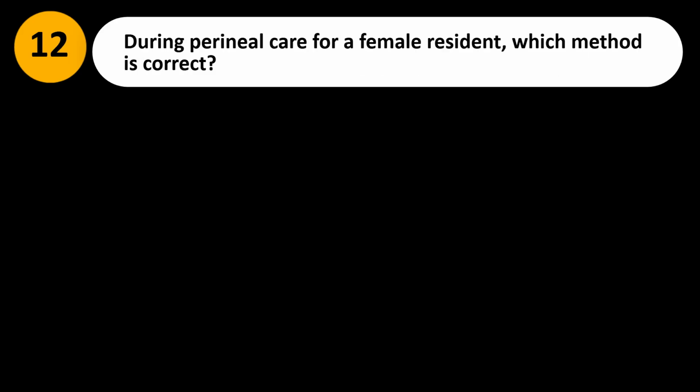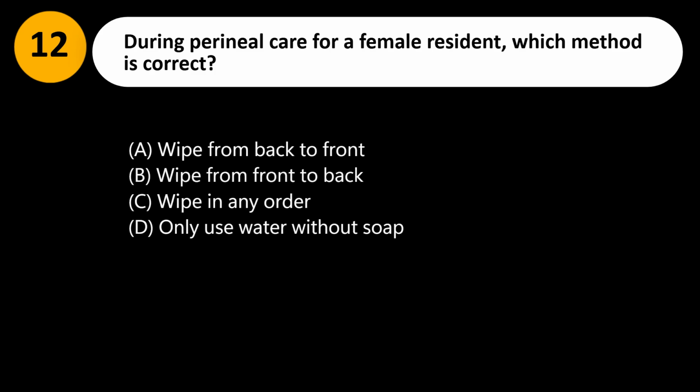During perineal care for a female resident, which method is correct? A. Wipe from back to front. B. Wipe from front to back. C. Wipe in any order. D. Only use water without soap. Answer: B.